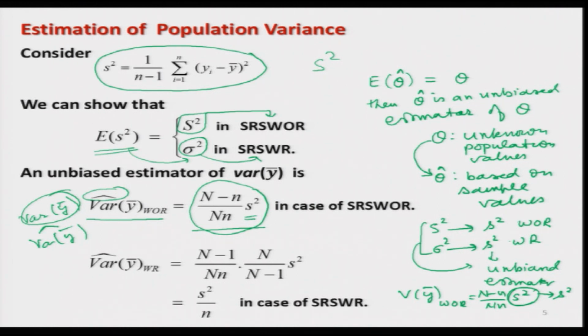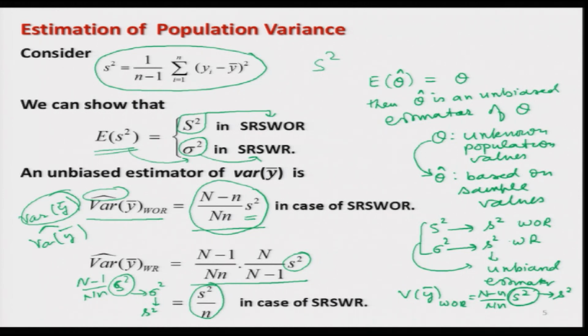And similarly, in case of WR, the expression was (N minus 1) upon Nn times S square. In this case, if I want to replace S square by small s square, in the first step I will replace it by sigma square, and then I will replace it by small s square. So, this is the expression where I simply have replaced sigma square by small s square, and this comes out to be small s square by n. So, this is an estimator of variance of y bar under WR.